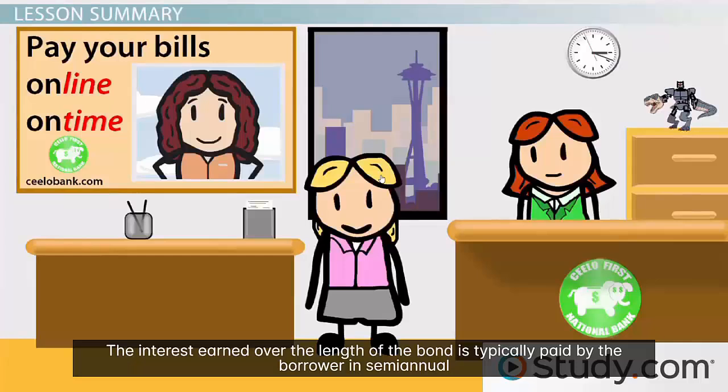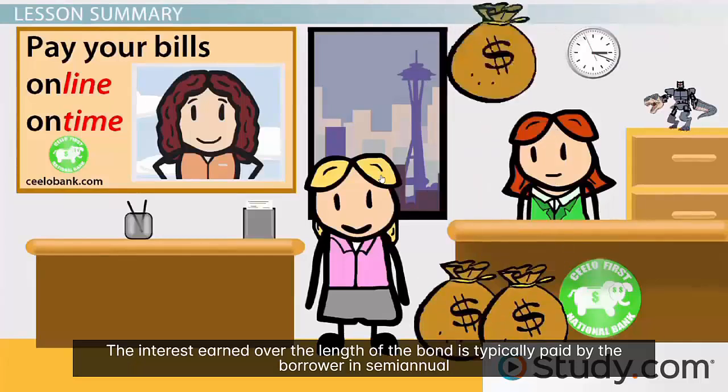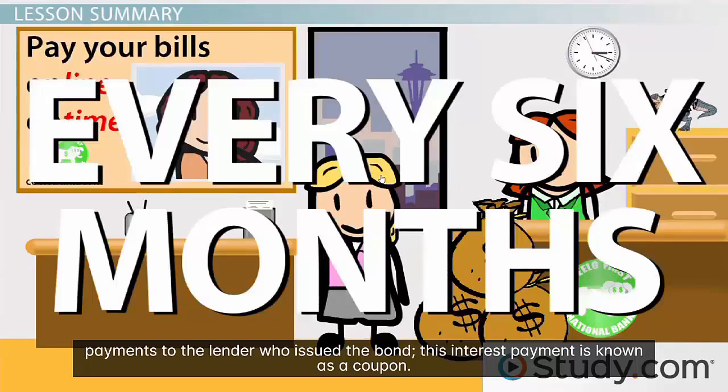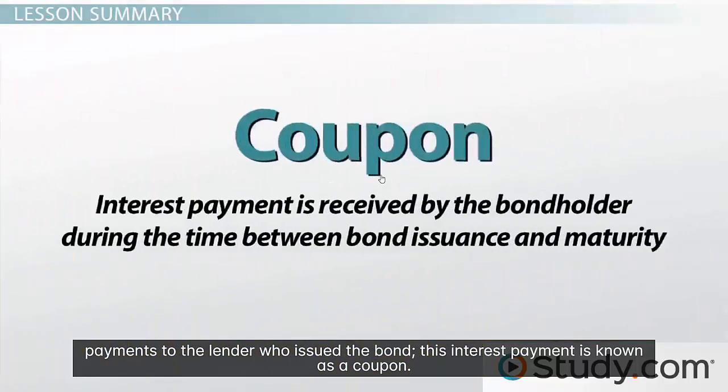The interest earned over the length of the bond is typically paid by the borrower in semi-annual payments to the lender who issued the bond. This interest payment is known as a coupon.